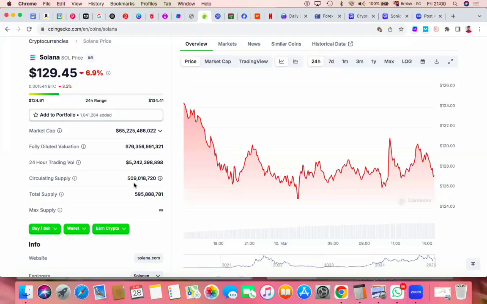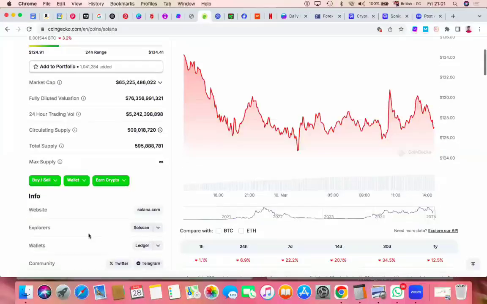So if we have 509 million in circulating supply, this means these are the assets in all the wallets that people are holding, and this is the whole total supply. So you minus this out. The rest of the assets are within the community of people that built this asset, which is Solana. So in most cases, you would see.